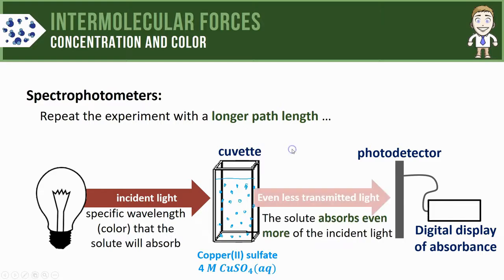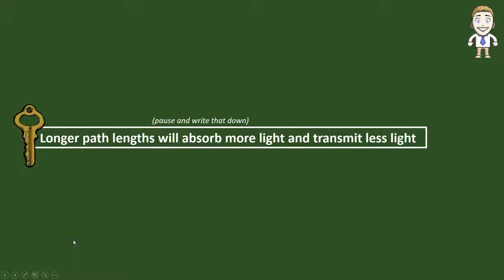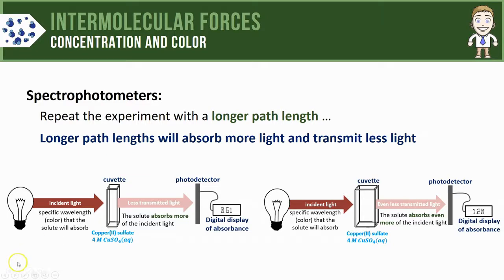This means we're going to have even less light transmitted through, and my digital display is going to read an even higher absorbance value, this time 1.2. Let's put these two experiments side by side and summarize by saying that longer path lengths will absorb more light and transmit less light, the final key idea for this video.